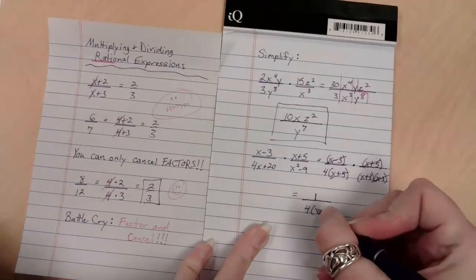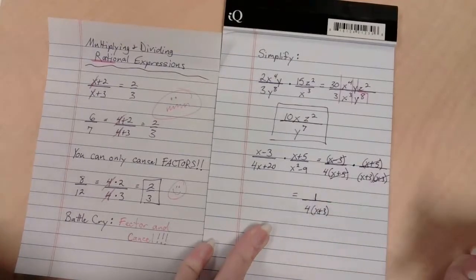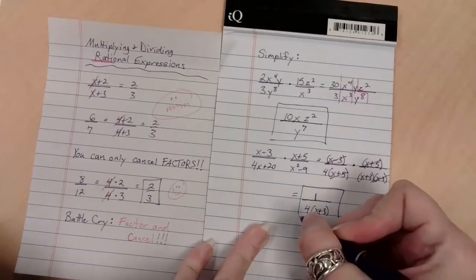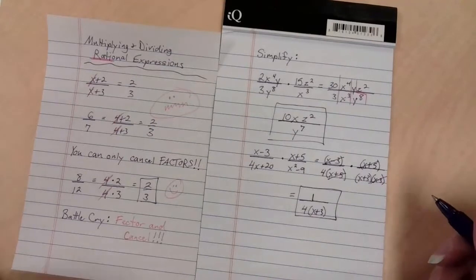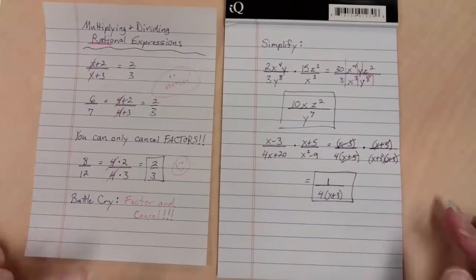So 4 times x plus 3. Those are the factors that remain that couldn't cancel with anything. Therefore, that is it. Ta-dah. Okay, factor and cancel. That is the game plan. That is the battle cry. That's all we got right there.